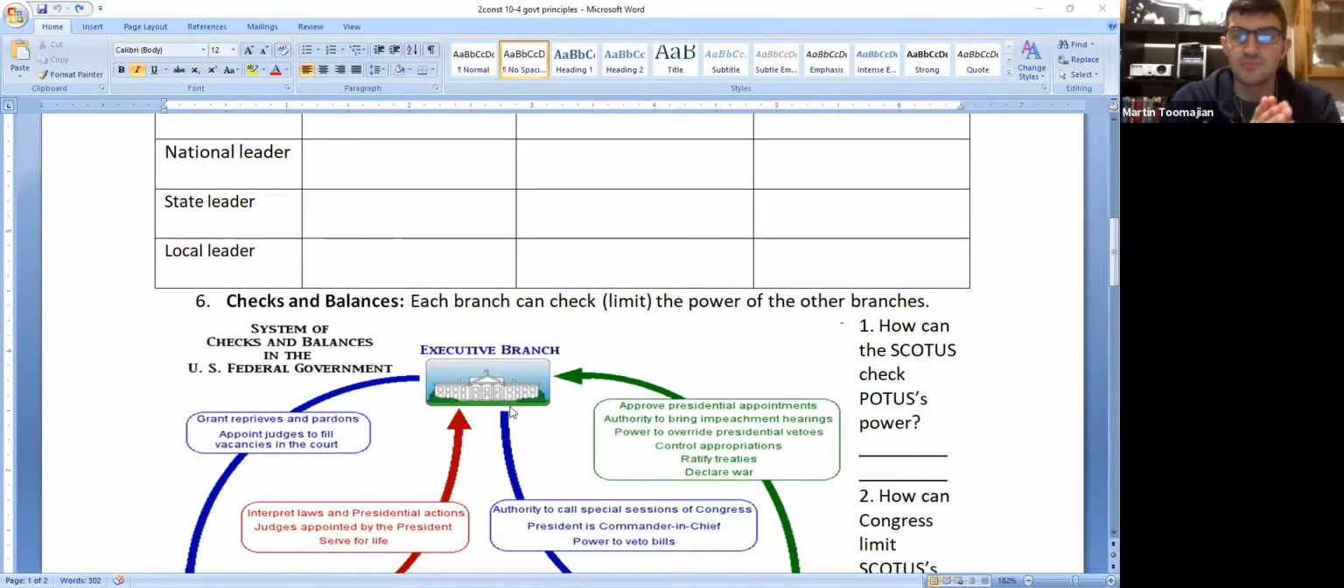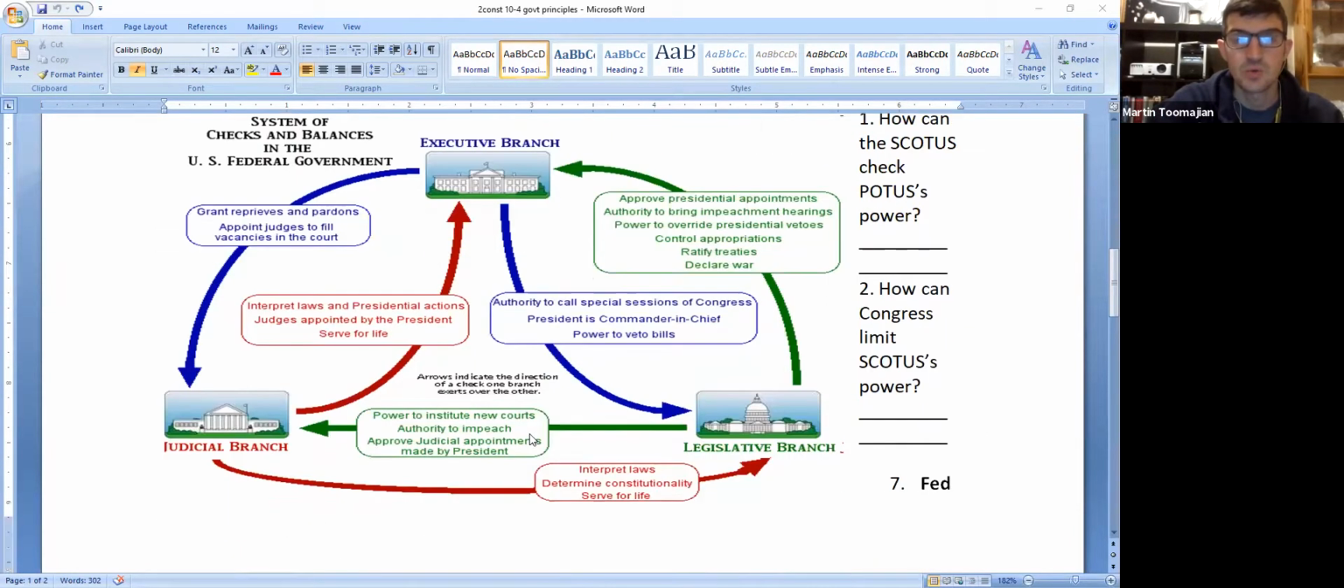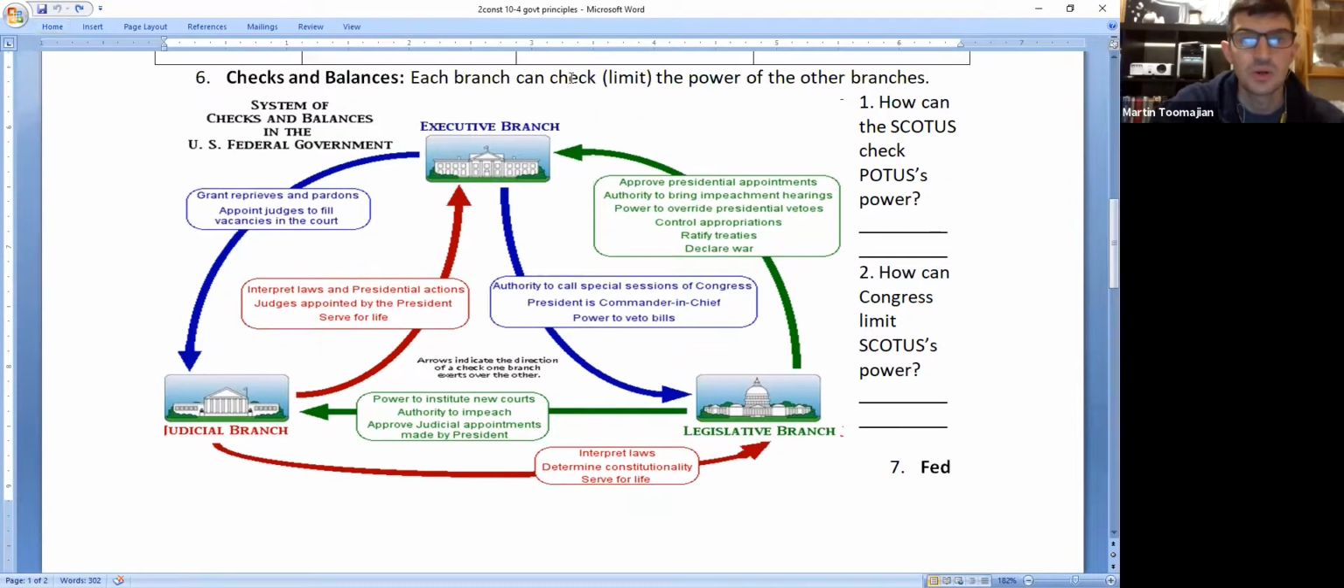Within the idea of separation of powers, the fact that there is a legislative, executive, and judicial branch that all have different functions, there is the idea of checks and balances, which is the idea that every branch has powers that it can use to stop the other branches from doing stuff that it doesn't like. So we're going to start with the president. Let me see if I can make this a little bit bigger. There we go.